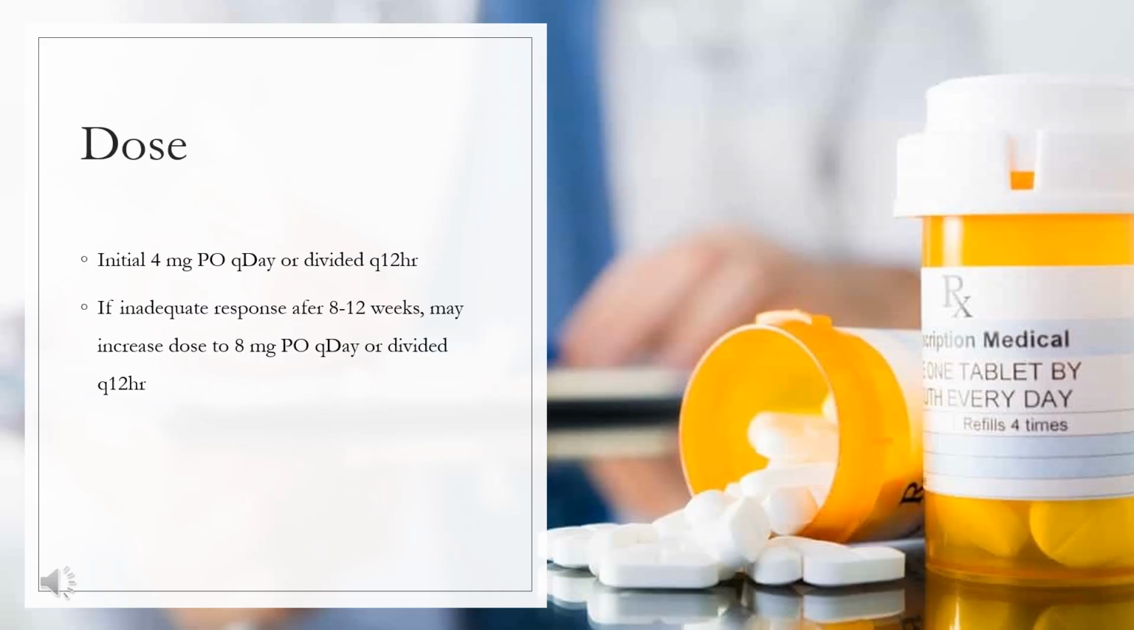Dose: type 2 diabetes mellitus. Initial 4 mg p.o. q day or divided q12hr. If inadequate response after 8 to 12 weeks, may increase dose to 8 mg p.o. q day or divided q12hr. Monitor: ALT at start of treatment, q month for 12 months, then q3 months thereafter.